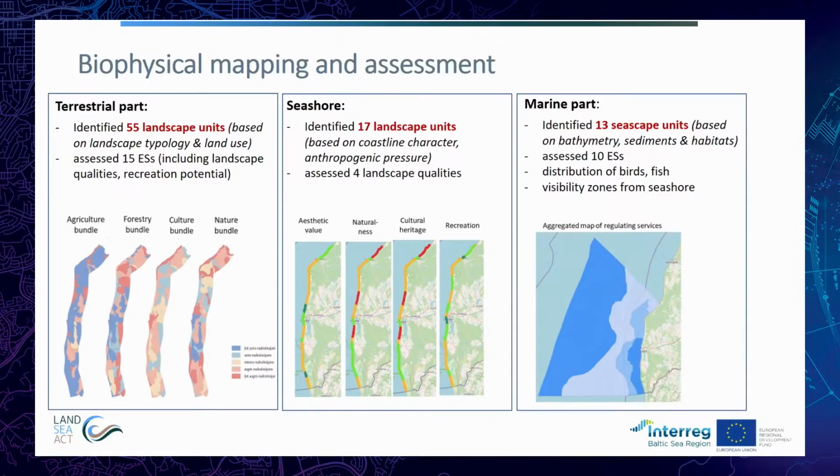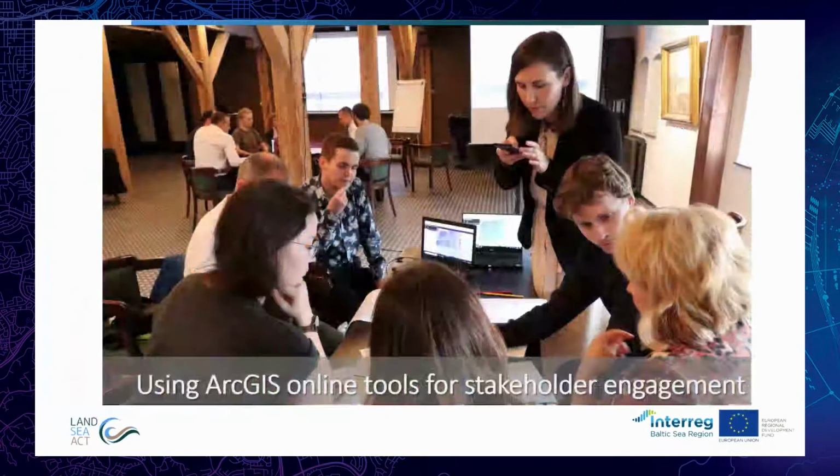On the shoreline, we identified 17 landscape units and assessed them with regard to 4 landscape qualities: aesthetic value, naturalness, cultural heritage, and recreation. In the marine part, we identified 13 seascape units based on such features as bathymetry, sediments, and underwater habitat types, and again assessed them with regard to 10 ecosystem services. As a result of this assessment work, we compiled a large set of different maps and analyses.